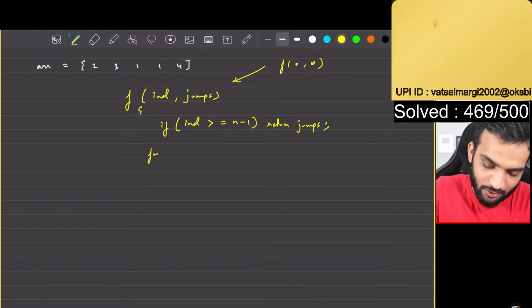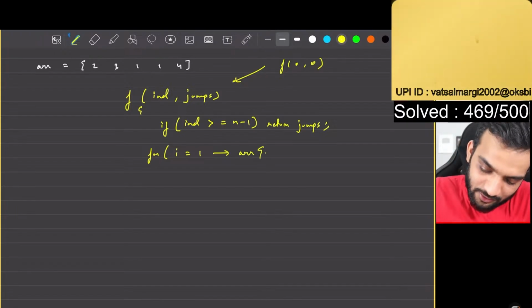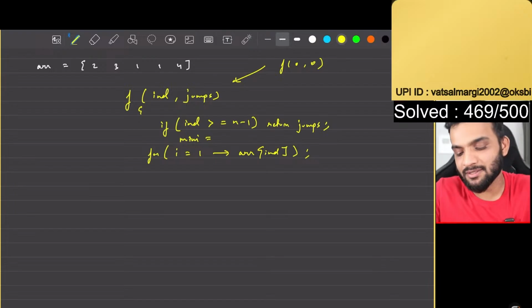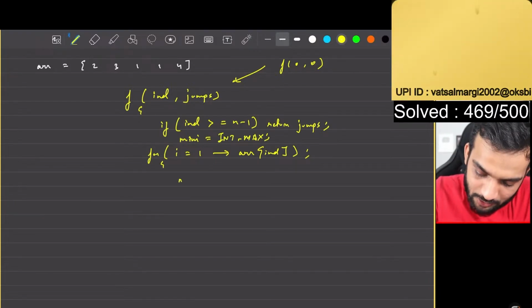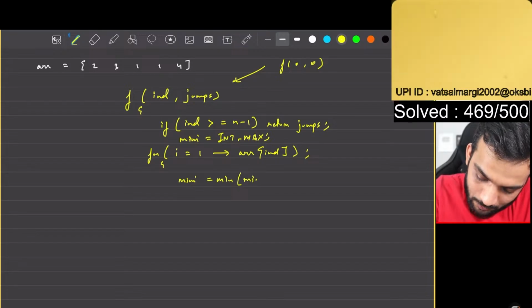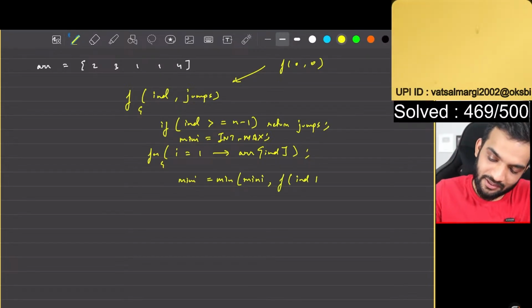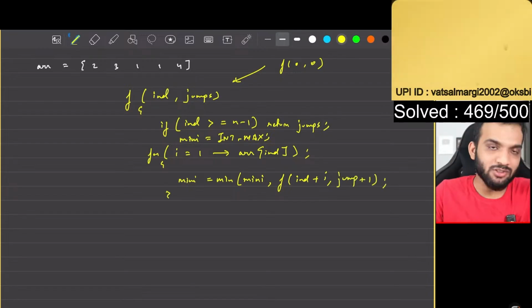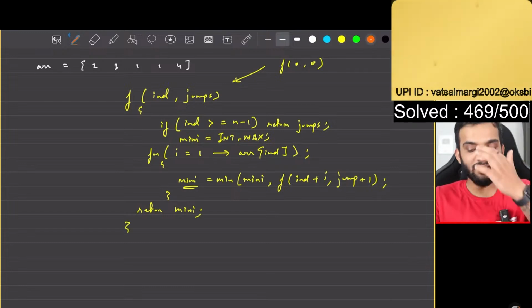What's the next thing? How many jumps can I take? I know for sure I can start from 1, and I can go till array of index. Those many jumps I can take. I'll have to take the minimum of all of them. So I can keep a mini, I need a mini answer, right? I'll keep it as int max. And I'll do mini equal to minimum of mini, comma, function of standing at index. If I take the jump i, I'll reach index plus i, and the jumps will be increased by 1. Perfect. So I'll take all the jumps, and whatever is the minimum, I will straight away return it. Done and dusted. That's it.